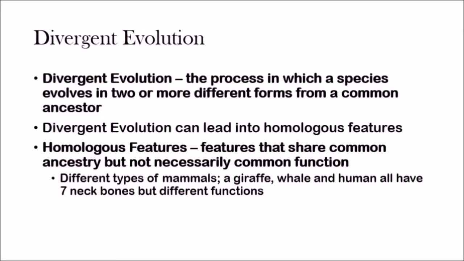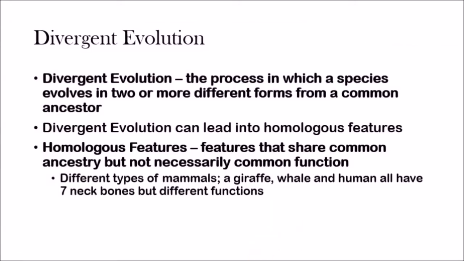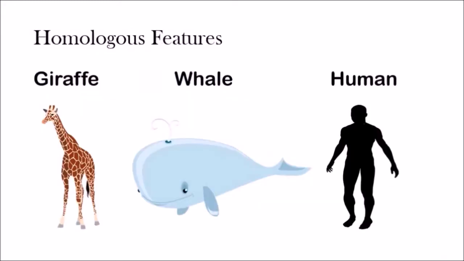Now there's two types of evolution that you need to understand: divergent evolution and convergent evolution. Divergent evolution is the process in which a species evolves into two or more different forms from a common ancestor. So divergent evolution would be like this right here, a common ancestor slowly evolving into different species like a tree. Divergent evolution can lead to these homologous features, which you've already seen before. And again, we've talked about homologous features, so I'm not going to describe that again.